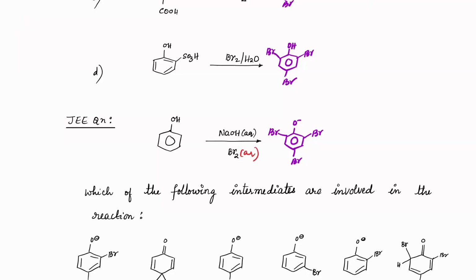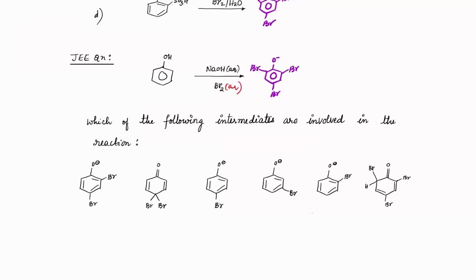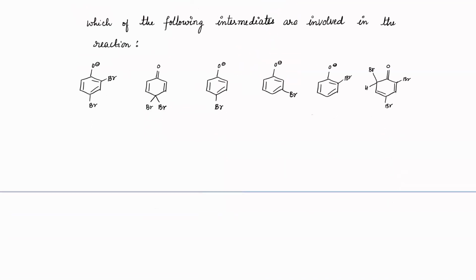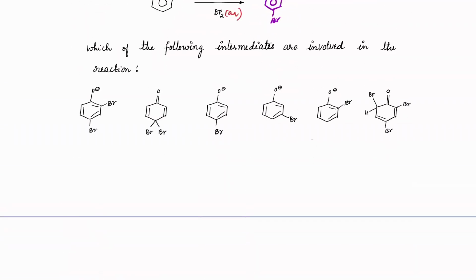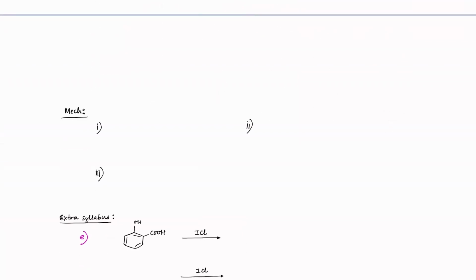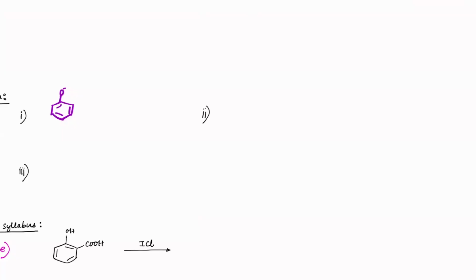Now this was a JEE question which asked which of the following intermediates are involved in this reaction. Which means we need to realize how the products are forming here. So please check out the mechanism thoroughly. What is happening in this case? The first case is when you have the phenoxide ion here, that is the first intermediate forming. The second intermediate is from the phenoxide ion, right?